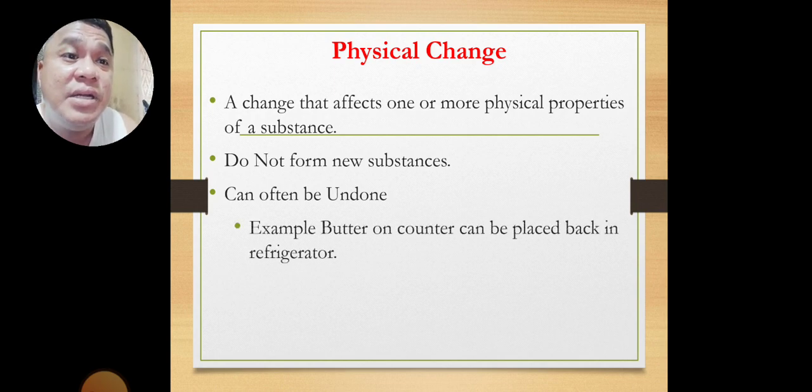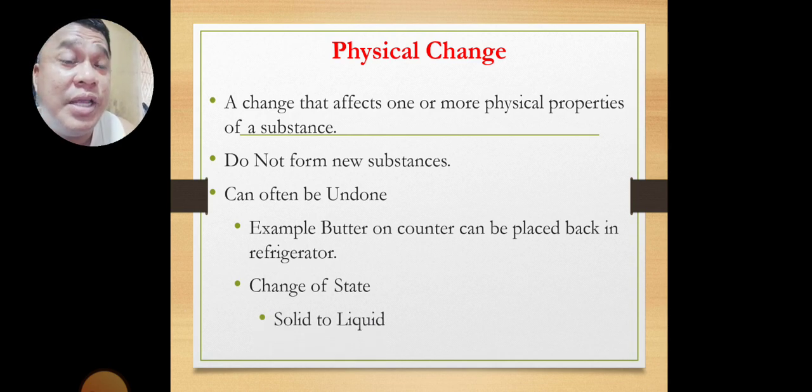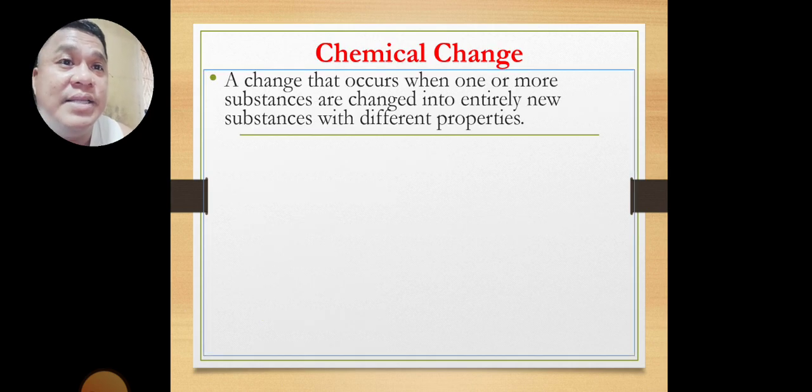Example: butter on the counter can be placed back in the refrigerator and there's no chemical change happening. You just melt, freeze, liquefy the butter, so it will go back to frozen. That's a physical change. Change of state. That's what you're going to remember when it comes to physical change. There is a change of state from solid to liquid, liquid to gas, gas to liquid, liquid to solid. That's vice versa, and of course liquid to gas.